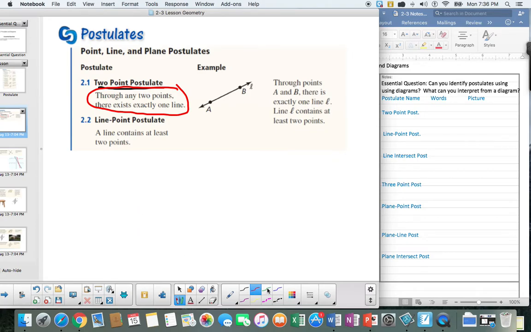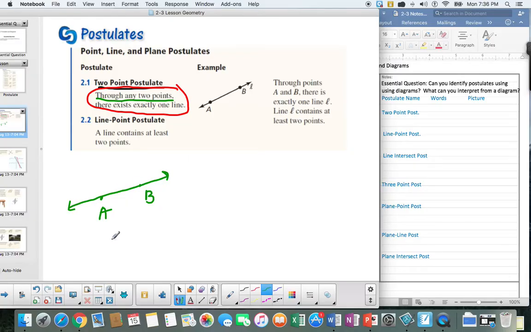Now, you can see that the first part of the sentence, the subject of the sentence, is the hypothesis. If we were to write this in if-then form, we would say if you have 2 points, then there exists 1 line through them. But you have to start off with the 2 points. So we start off with A and B. And the conclusion of the sentence says only 1 line will go through them.